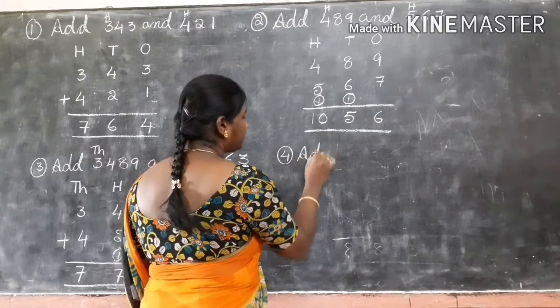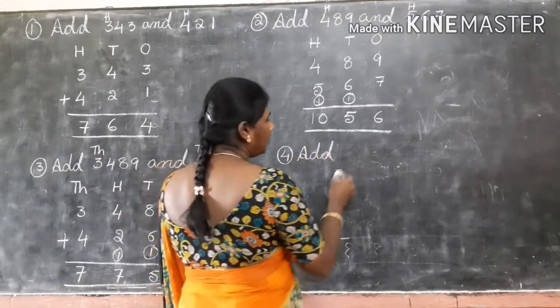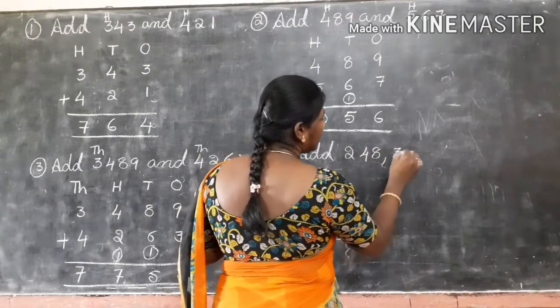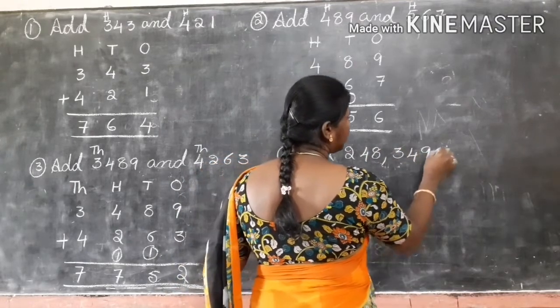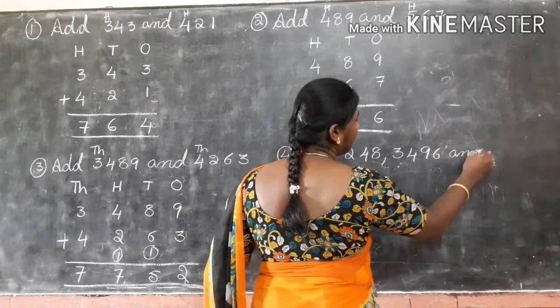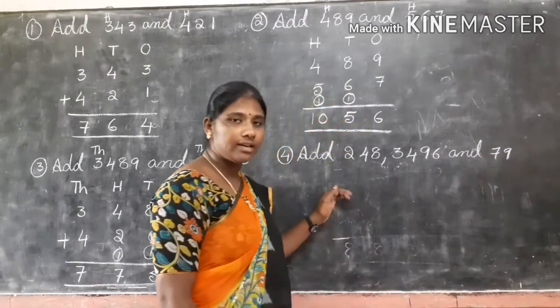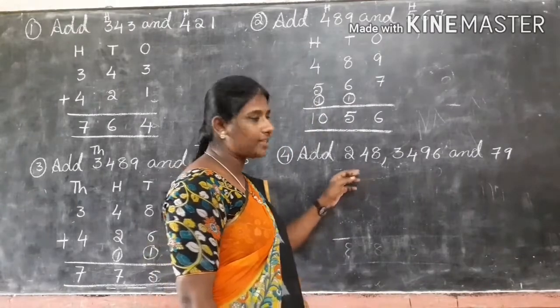Add 248, 3,496 and 79. Here also, first write the place values.